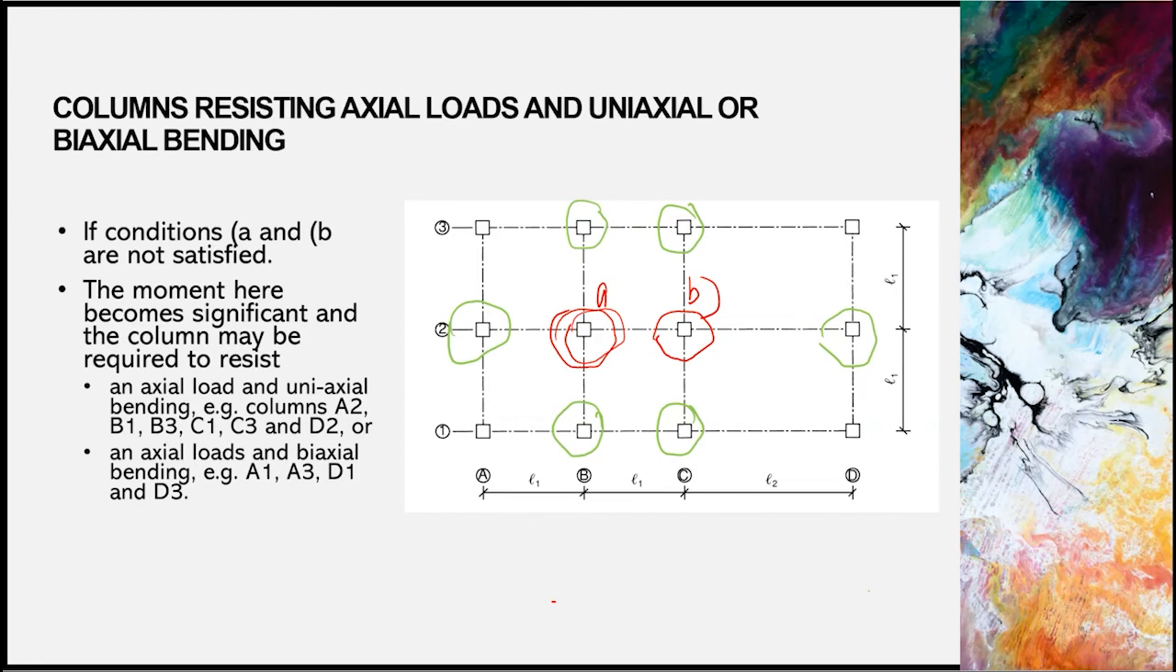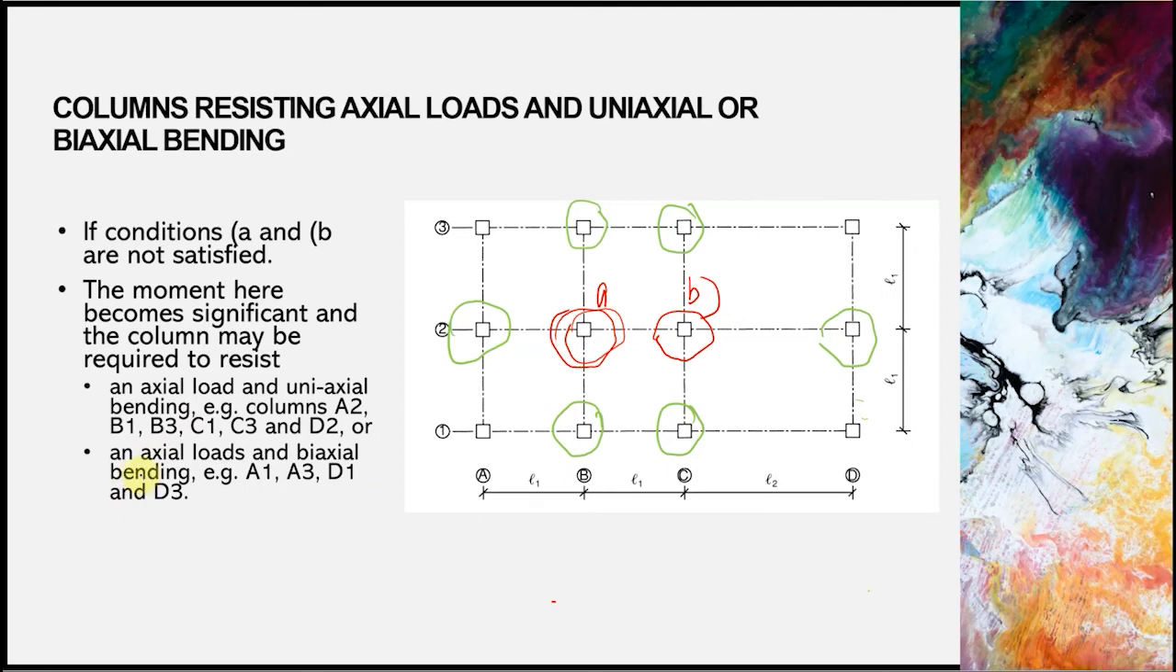Maksudnya uniaxial bending maksudnya banyak lah. Dia ada lebih dari satu axis. Tapi dia tak sama macam yang the first one, sebab first one tu symmetry, ini tak symmetry. Okay. Jadi dia dalam this category.